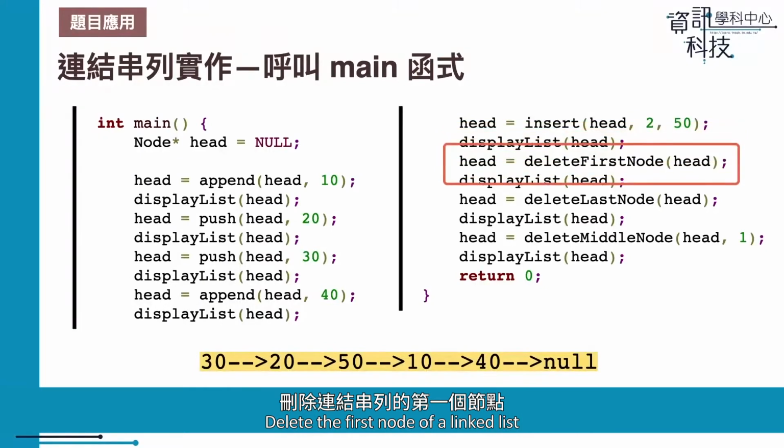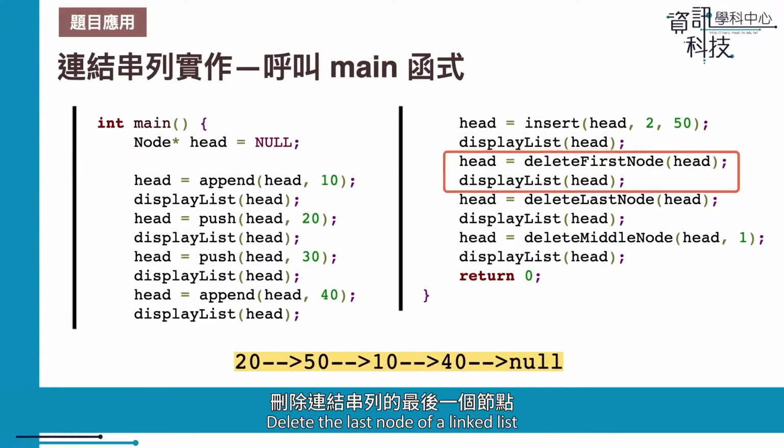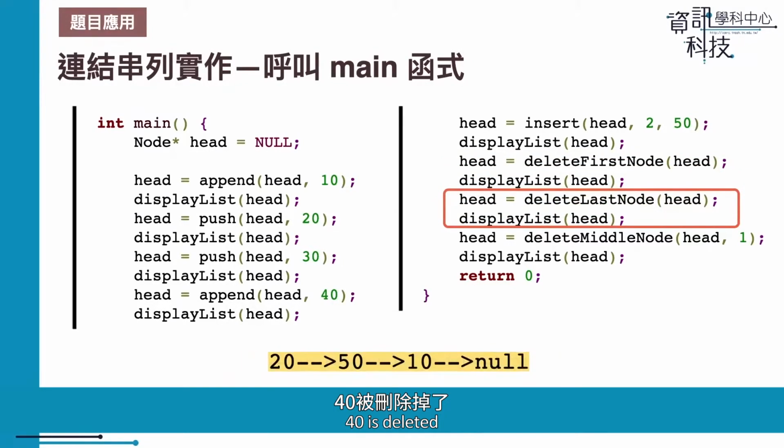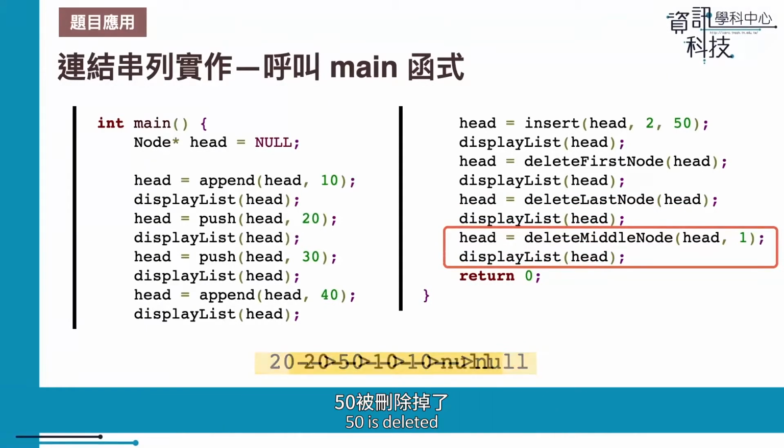Delete the first node of a linked list. 30 is deleted. Delete the last node of a linked list. 40 is deleted. Delete the node after the first node of a linked list. 50 is deleted.